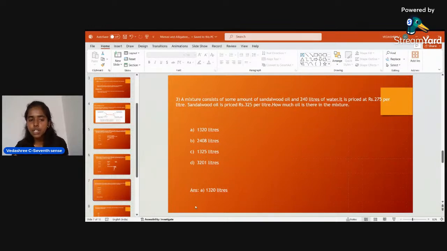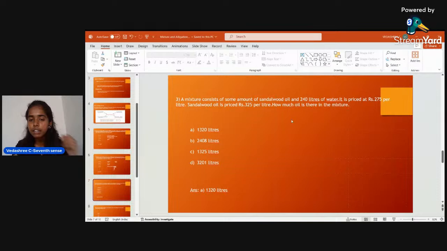So this is the question. A mixture consists of some amount of sandalwood oil. We don't know how much it is. Some amount of sandalwood oil, and we know the amount of water, that is 240 liters. The mixture is priced at rupees 275 per liter. Sandalwood oil is priced rupees 325 per liter. How much oil is there in the mixture?